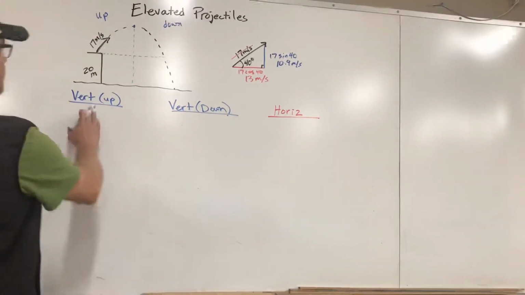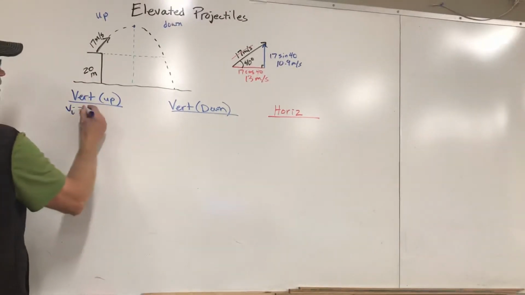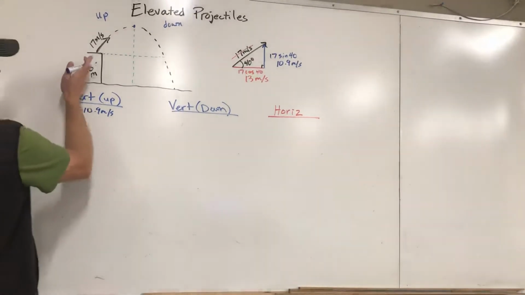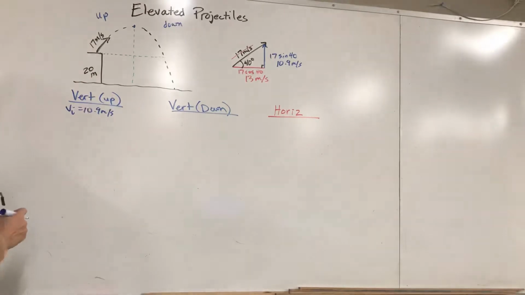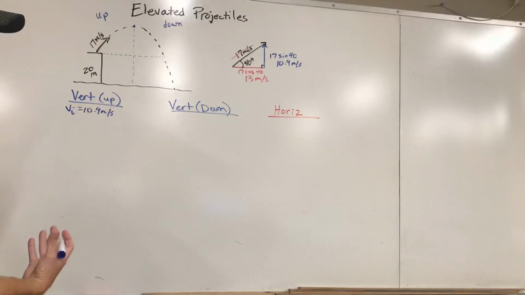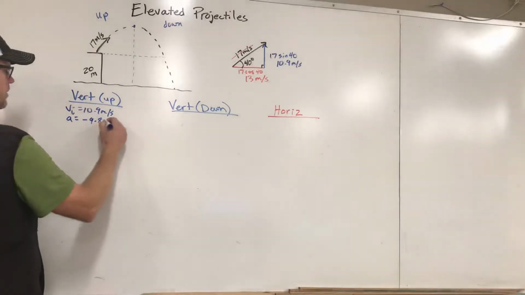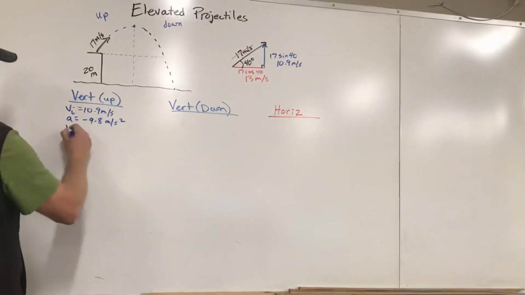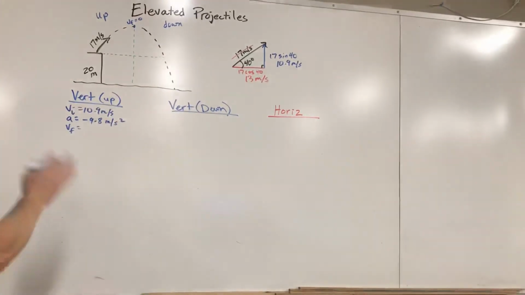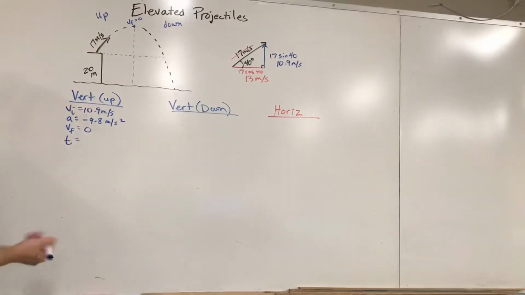All right? On the way up, I know that it leaves with an initial velocity in the vertical direction of 10.9 meters per second. I know that as soon as it leaves the platform, gravity is going to start pulling it towards Earth. Okay, so it's going to start slowing it down at a rate of negative 9.8 meters per second squared. The final velocity, once it gets up here, in the vertical direction, not the horizontal, is going to be 0. I'd like to know how long it takes for that to happen.